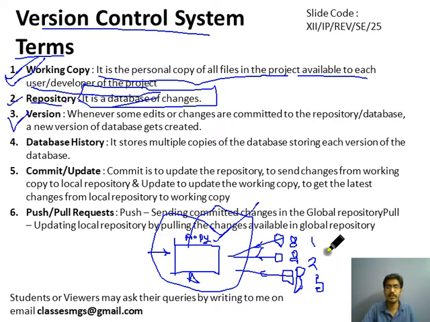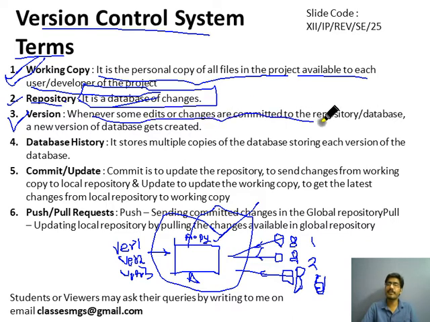Version is basically, let's suppose this is a.py, and this is version 1. Now let's suppose developer 2 has made some changes in this file, then a new version will be created, that will be version 2. After some time developer 3 makes some changes in the same file, then version 3 of the same file is created by the version control system automatically. So whenever some edits or changes are committed to the repository database, a new version of the database gets created. This is known as the version.